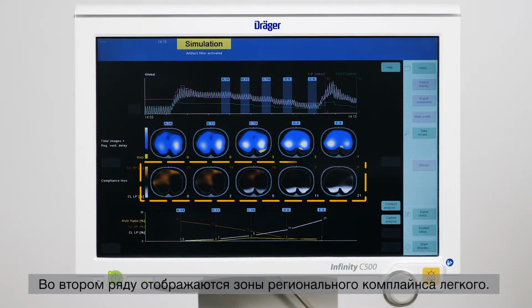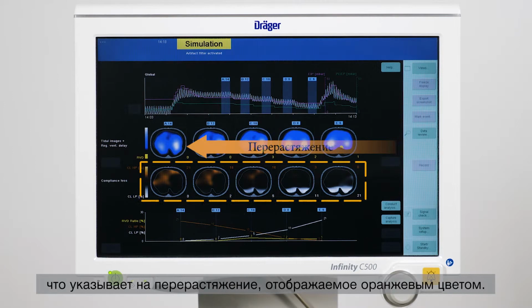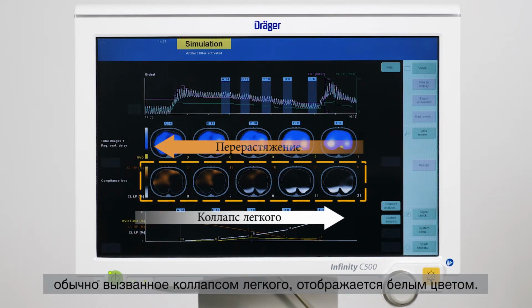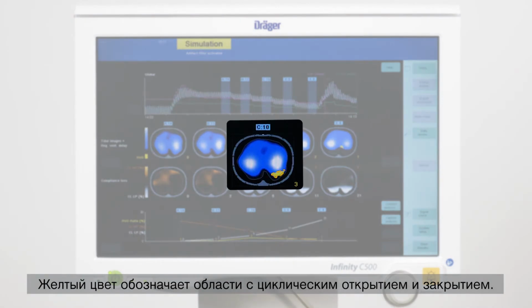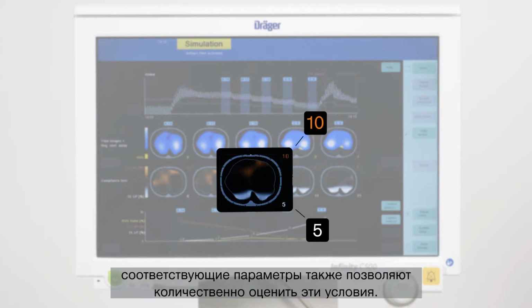The second row displays maps of regional lung compliance. Here, the loss of regional compliance towards higher PEEP levels, which indicates overdistension, is displayed in orange color. In contrast, the loss of compliance towards lower PEEP levels, typically caused by lung collapse, is displayed in white color. The yellow color indicates regions with cyclic opening and closing. Next to the maps of compliance loss, the associated parameters also allow a quantification of those conditions.